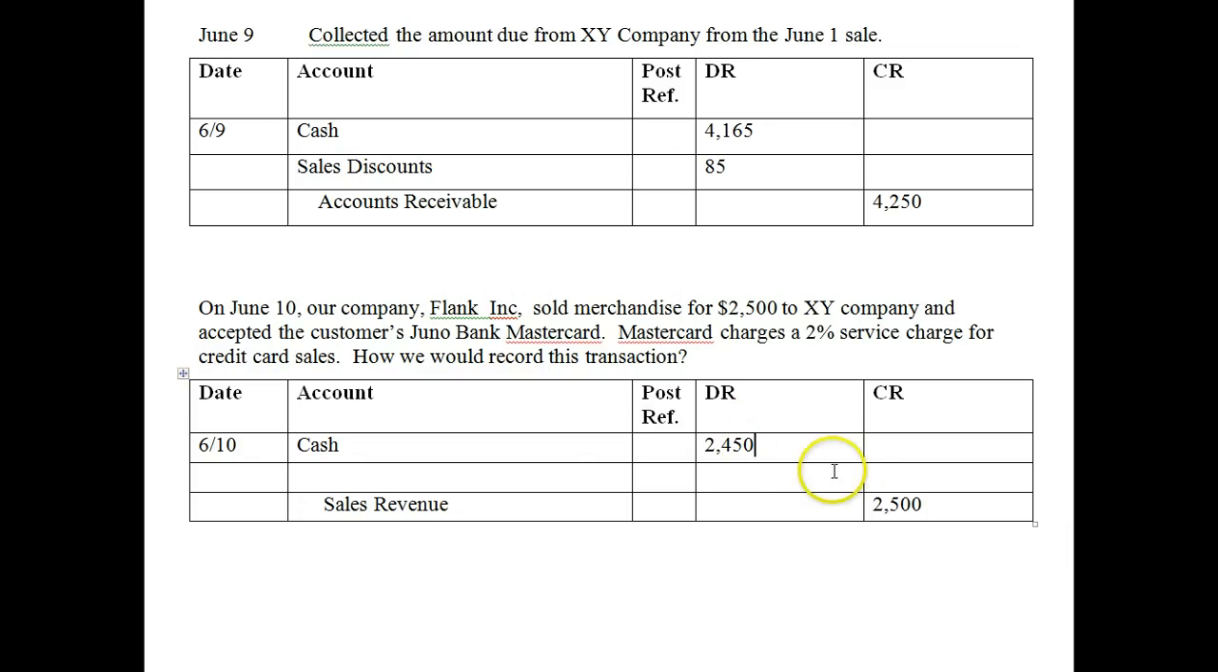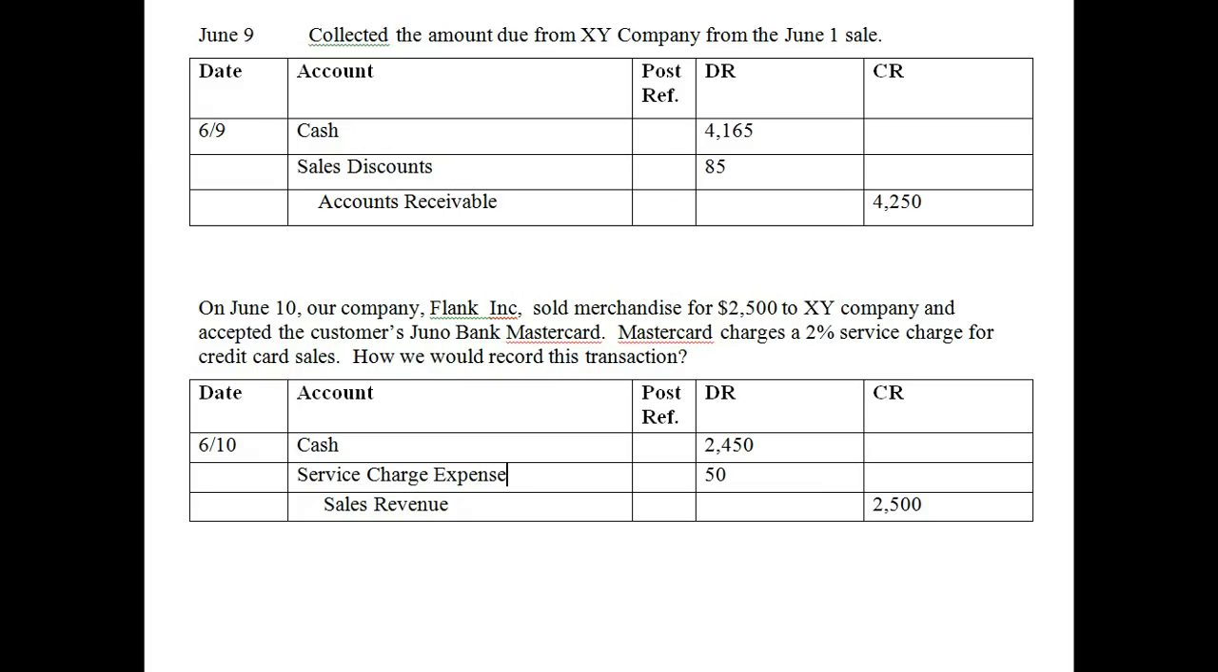Now, does that $50 just get lost? Well, to us it gets lost, but remember, debits must equal credits, so we have to record it. And in this case, it's simply a service charge expense account. Okay, so keep in mind when we do use a national brand, we do record it as cash, but we do have to take into account the fact that they're going to charge us a fee before.